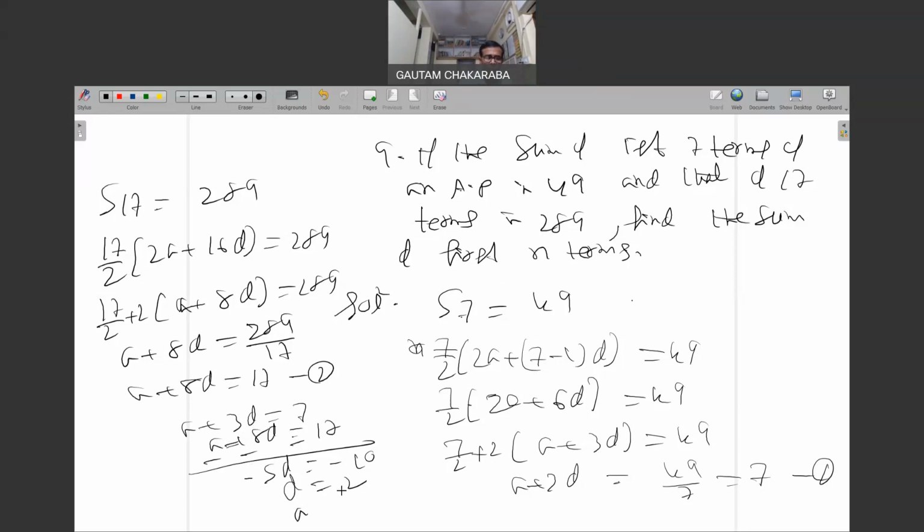So d is equal to 2. Put d equals 2 into equation 1 and 3, and we get a is equal to 7. Now after that, find the sum of first n terms. So Sn is equal to n by 2 into 2a plus n minus 1 into d. Put the value of a and d, and you get the answer in terms of n.